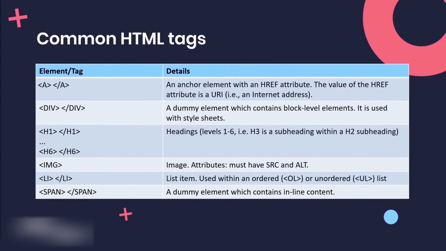First, we have the anchor tag, and this is essentially just an element with an href attribute. And an href attribute allows you to create a hyperlink out of a simple text, for example, that allows you to navigate to either a web page inside of your own website or a web page or website completely external from your own website. We also have the div tag, which is a dummy element, and this allows you to contain block level elements such as images and other media files.